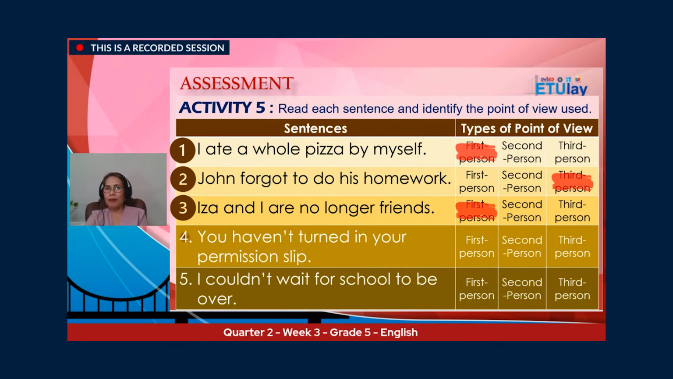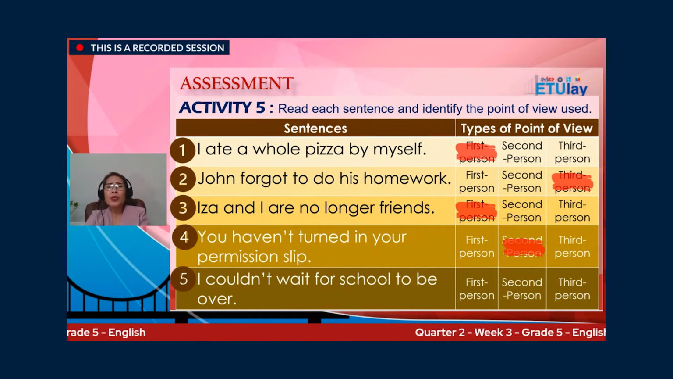Number 4, you haven't turned in your permission slip. What is that? That is second person. Yes. And the last number, I couldn't wait for school to be over. What is the point of view there?